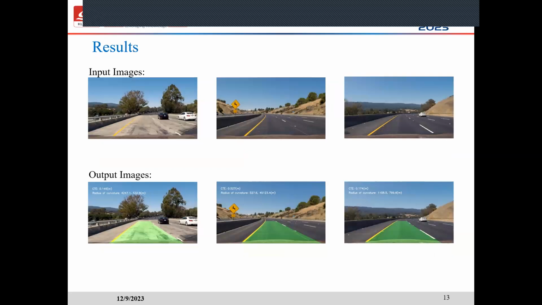So this is the input and output images of our project. As you can see, in the first image, the lane is barely visible, and even though there is no clear lane, it detects accurately. So our system performs accurately.